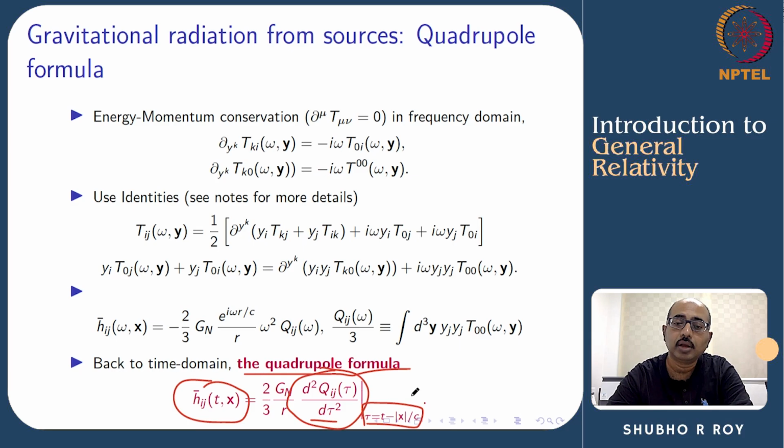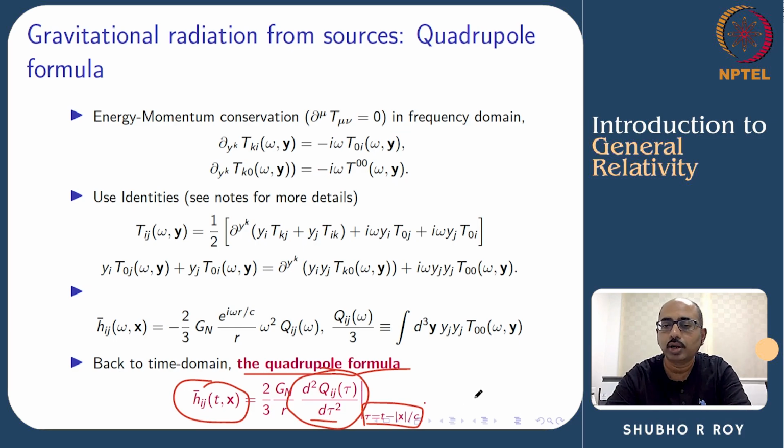I would encourage you to contrast the situation with the corresponding situation for electromagnetic radiation. There you have a dipole formula. The potential is proportional to the first order time derivative of the dipole moment, if I remember correctly. So contrast that. Here the leading term is not a dipole term, but a quadrupole term.